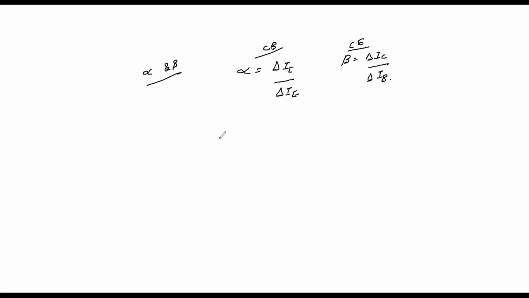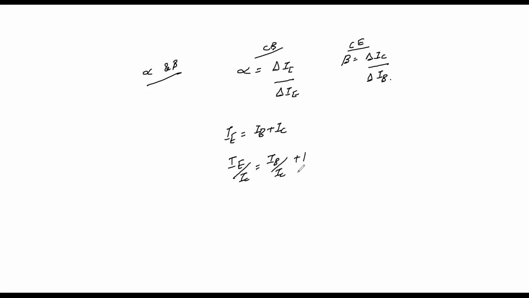Now we are going to see the relation between alpha and beta. For that, the current relation is IE is equal to IB plus IC. So what I'll do, I'll divide by IC on both the sides. When I divide, IE by IC is equal to IB by IC plus 1.